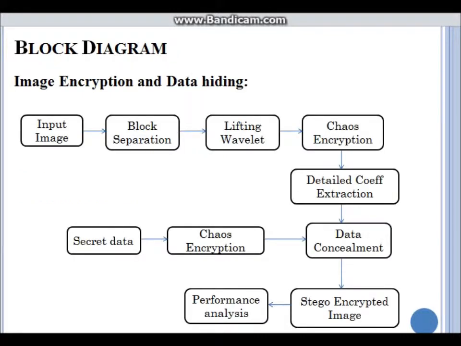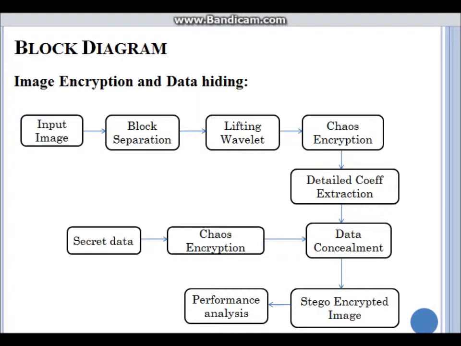This is the block diagram of image encryption and data hiding. First, we are taking the input image, which is of RGB plane, and in block separation, we are selecting the blue plane image, which is the darkest plane. By using lifting wavelet transform, we are separating the pixel values.